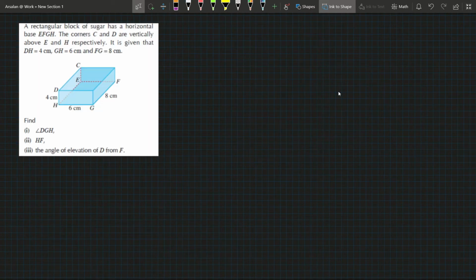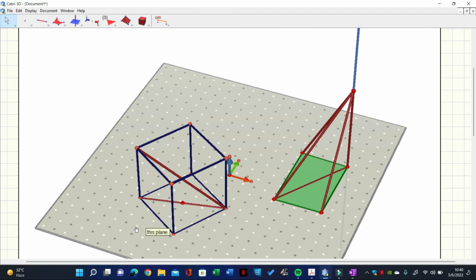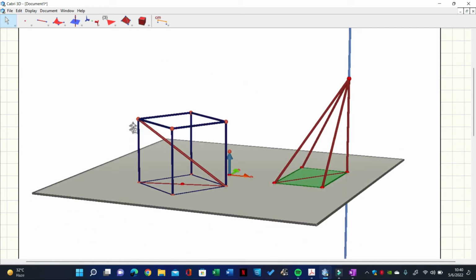Okay, so this is our new question. A rectangular block of sugar has a horizontal base EFGH. The corners C and D are vertically above E and H respectively. It is given that DH is 4 cm, GH is 6 cm, and FG is 8 cm. You can see it on the diagram. C and D vertically above means they are making a 90-degree angle, and of course from the three-dimensional figure we can see that I have drawn a cube. You can consider it as a cuboid as well.